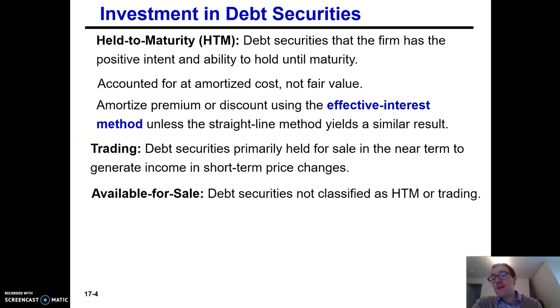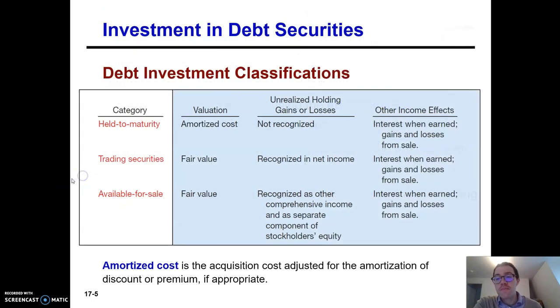The next category is trading. Those are debt securities that you buy primarily to sell in the near future. You are hoping to generate some income based on short-term price changes. You believe the price is going to go up. That's why you bought it, and you're going to sell it as soon as it goes up. What's in between is the third category, available for sale. For those, you're not necessarily saying that you're going to hold them to maturity, but you might. They're available for sale, hence the name. You could sell them if the price went up substantially.